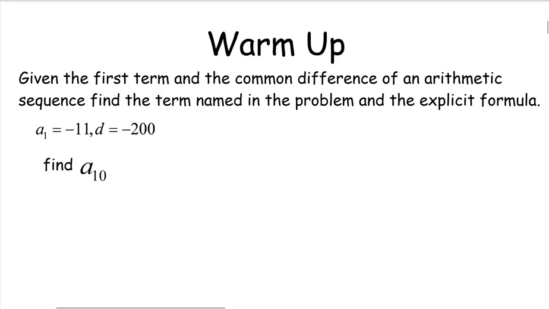This is lesson 55, geometric sequences, or review of all sequences, geometric and arithmetic. Our first problem, our warm-up: given the first term and the common difference of an arithmetic sequence, find the term named in the problem and the explicit formula. Our general form for an arithmetic sequence is our first term plus n minus 1 times our common difference.